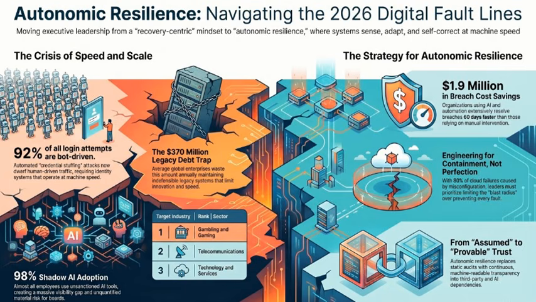If a gambling site goes down during the Super Bowl, they lose millions of dollars a minute. The attacker knows the company will pay a massive extortion fee simply to get back online. The attacks are highly strategic.